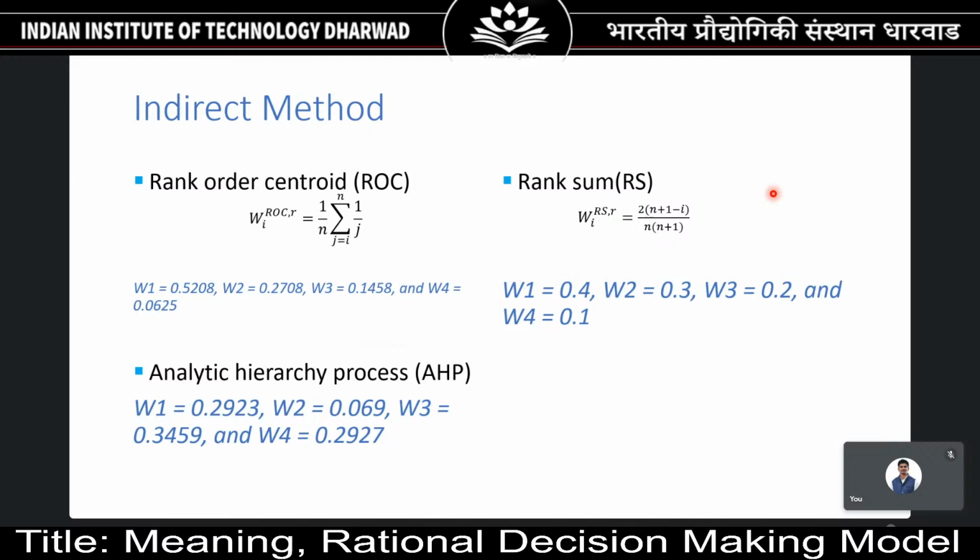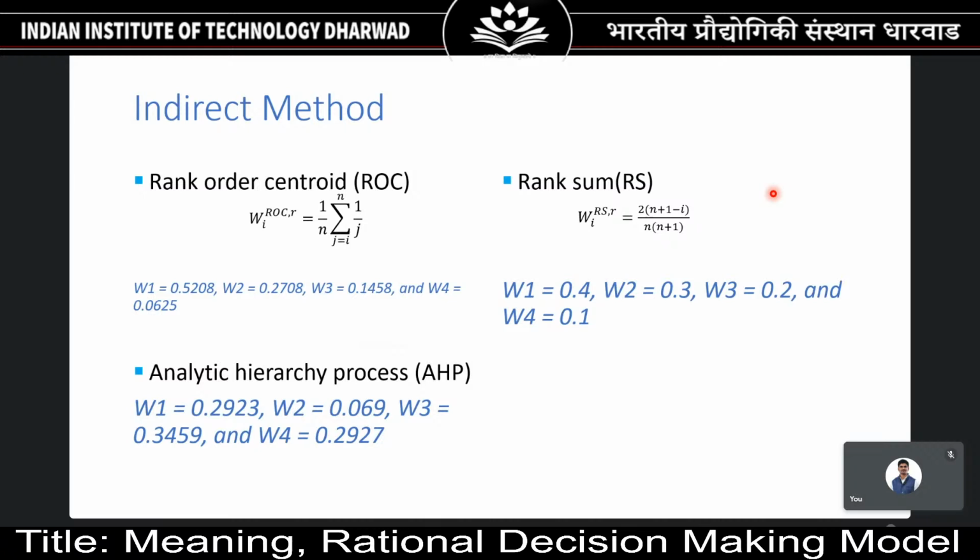If you are ranking them, someone is first rank, someone is second, someone third, someone in fourth place. So for the first, those who are in the first place, 1 upon 4, summation of 1 plus 1 by 2 plus 1 by 3 plus 1 by 4. For the second attribute, 1 by 4, summation of, because 1 is gone, 1 by 2 plus 1 by 3 plus 1 by 4. For the third attribute, 1 by 4, summation of 1 by 3 plus 1 by 4. In this way, you can calculate the rank order centroid. Similarly, you can calculate the rank sum also. Just put it based on the ranking of the attribute.